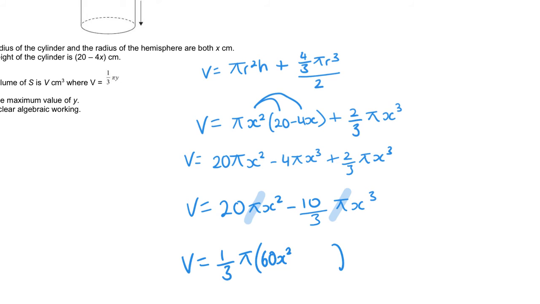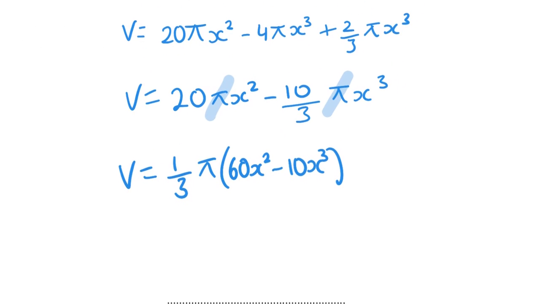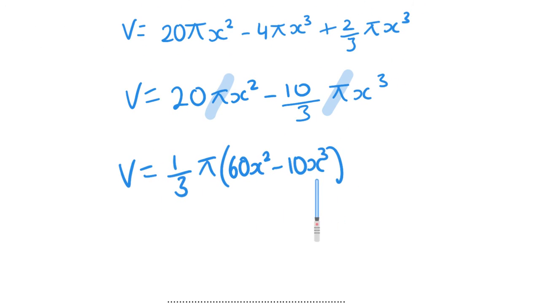And a third times what equals minus 10 over 3? Minus 10. Minus 10x cubed. Now, if you're unsure if you're right, expand this out and check that you're getting 20 and minus 10, yeah? A third times 60 is 20, yes. A third times minus 10 is minus 10 over 3.